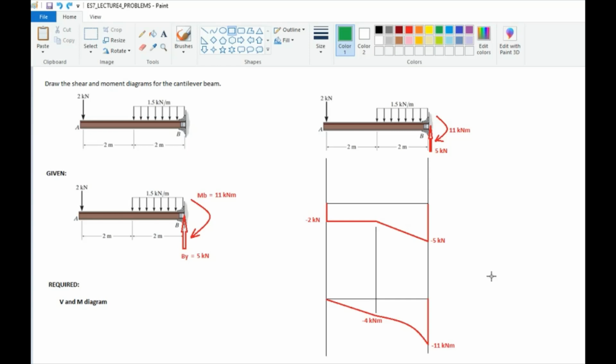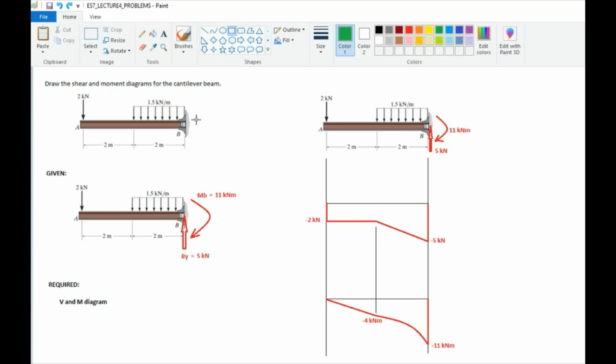Next, we have a cantilever beam. So, ganun ulit, draw the shear and moment diagram. This time, meron tayong concentrated load na 2 kN sa left, and then we have a uniformly distributed load from the middle of the beam hanggang sa right end.